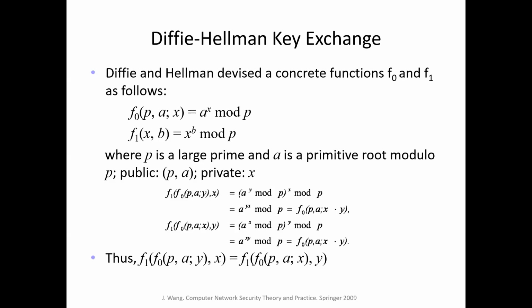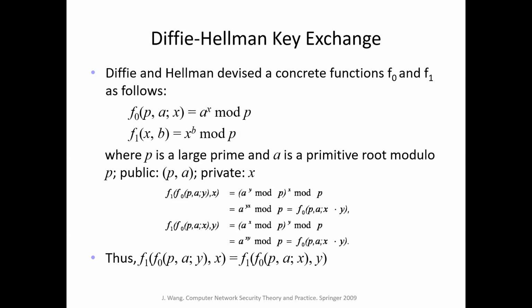Okay, now let's look at a concrete implementation of the two functions f0 and f1 we talk about in key exchange. So this concrete implementation is called the Diffie-Hellman key exchange protocol or algorithm.